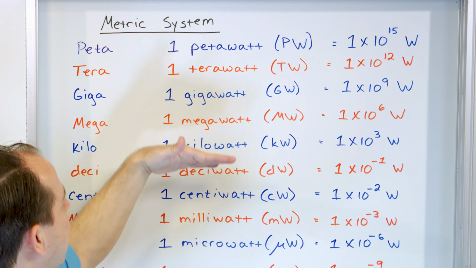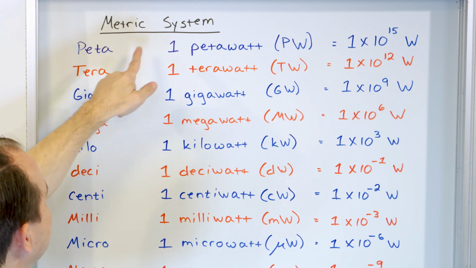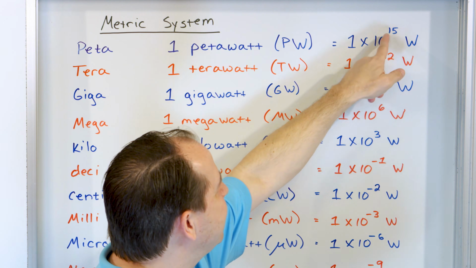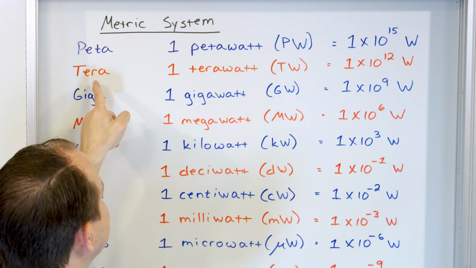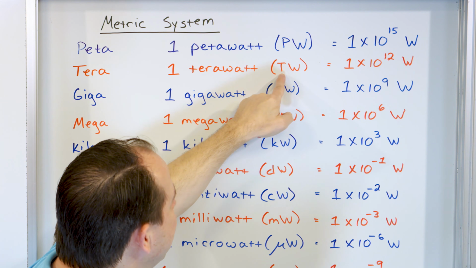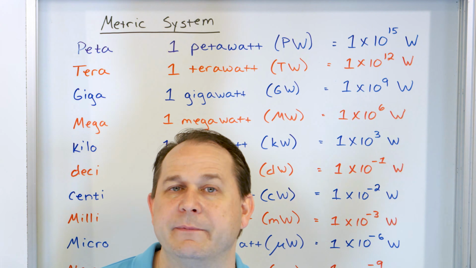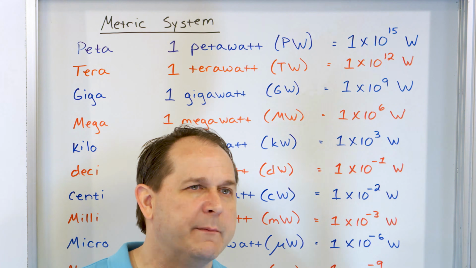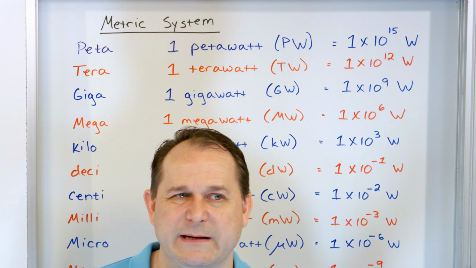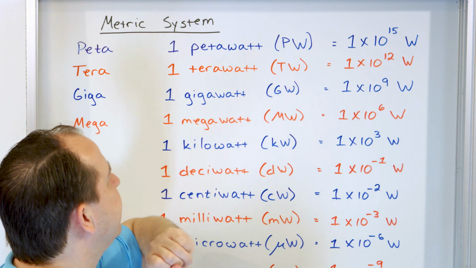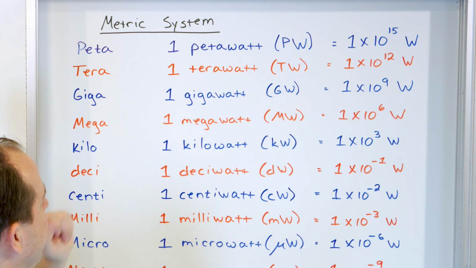So let's go back up to the top. We have peta for petawatt. This is a unit we don't use too much because it's so gigantic, but it's capital PW. Terawatt, again, a very, very large unit. We don't use it too much. If you're talking about the sun or some other phenomena, you might talk about terawatts. We don't typically build reactors in that range, but you could express it in terawatts. Then we have gigawatts, megawatts, kilowatts.